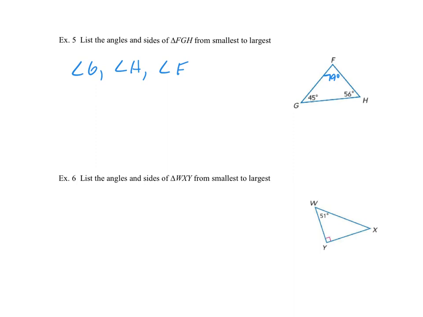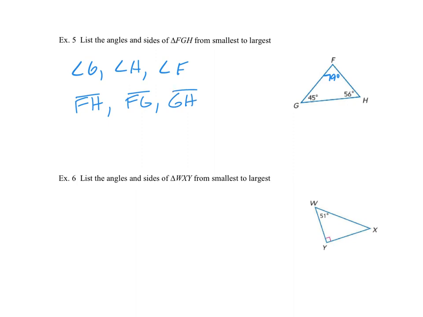So now we can find the sides smallest to largest. We'll start with the smallest angle, 45, so that means opposite it is the smallest side, FH, okay? And then the next bigger angle was the 56 degree angle, so that means the middle-sized side is FG. And then last but not least, the largest side would be opposite the largest angle. Our largest angle is 79, so opposite that angle would be side GH.